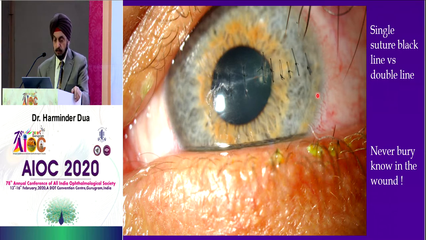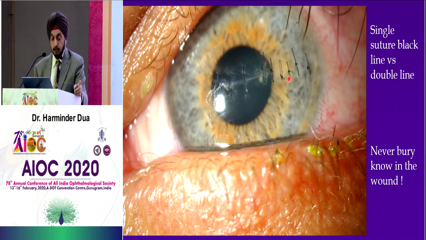Now this is an example of how a corneal suturing should not be done. This was one of my medical retina colleagues who was on call, and he did things. So you can see the direction of the sutures, not all are perpendicular to the wound, the size is different, the distance between them is different, and quite importantly, some of the knots are actually buried in the wound.